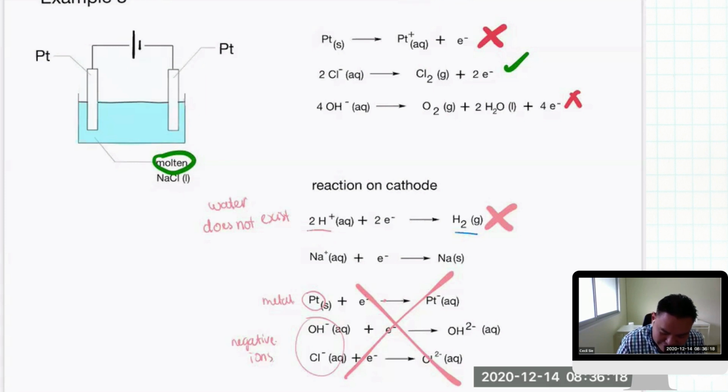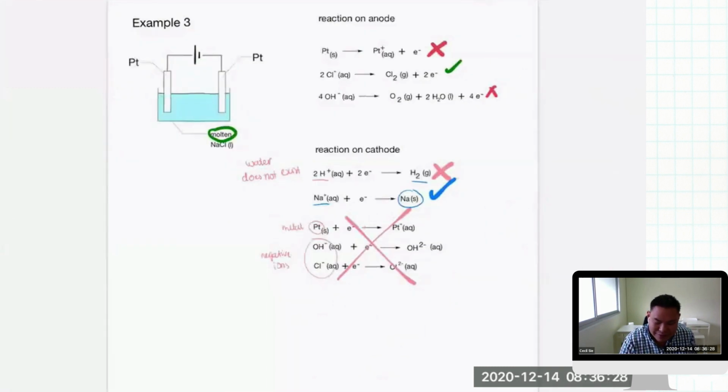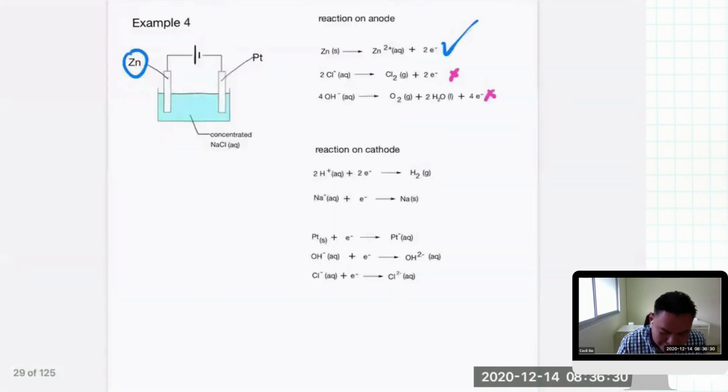Then we are left with this reaction, Na plus turns into sodium. So I must pick that one. That is example 3.